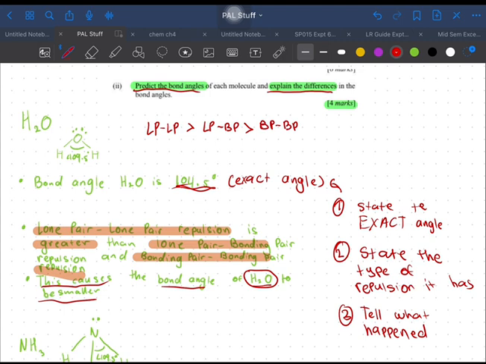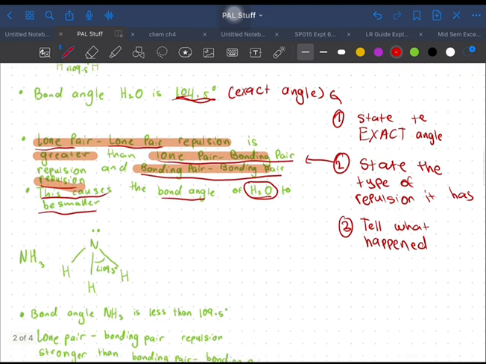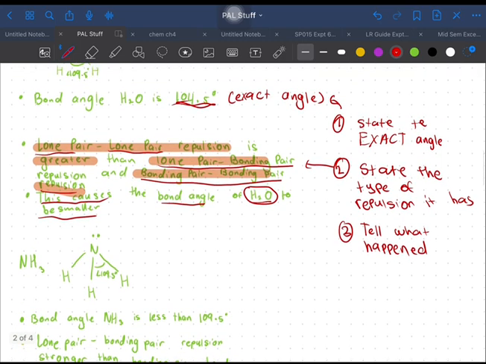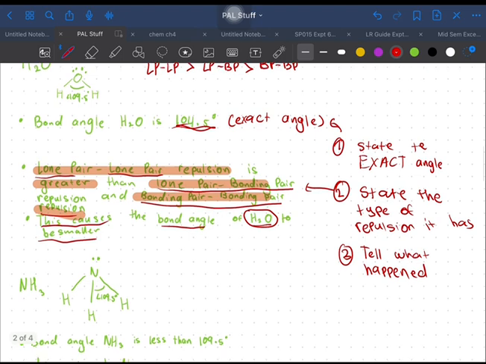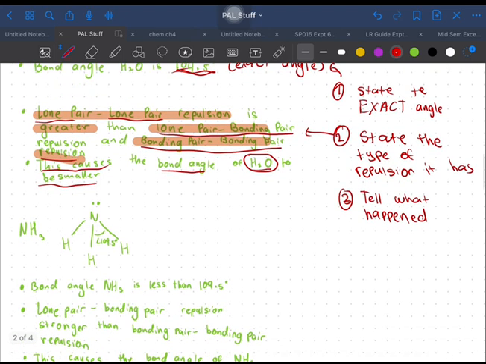State the type of repulsion. We have the lone pair repulsion is greater than lone pair bonding pair, and bonding pair repulsion. I would say it's the same thing for all, but not exactly the same lah. There are some things you just need to memorize and some things you just need to know what will happen.